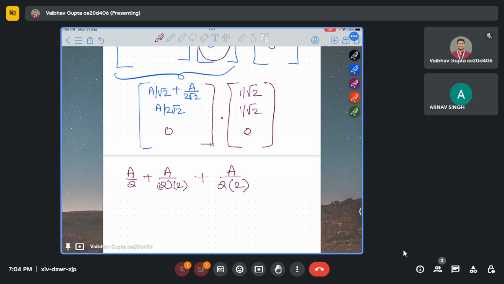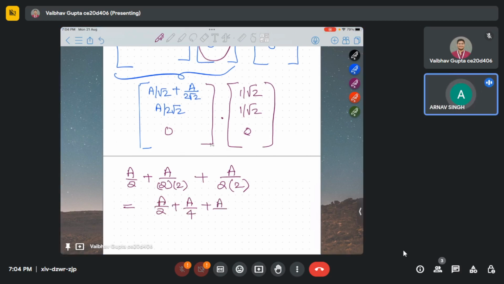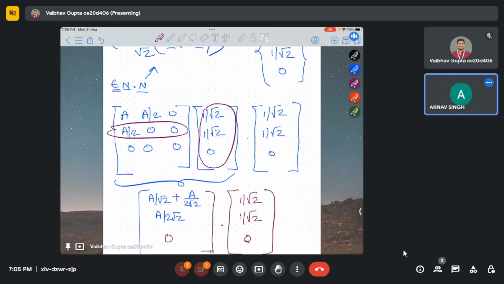Dot product is there, na? Got it. Root 2 multiplied by root 2 is 2 only. So what will become? A by 2 plus A by 4 plus A by 4 plus A by 4, which is nothing but A. Got it? So you can calculate change in length.